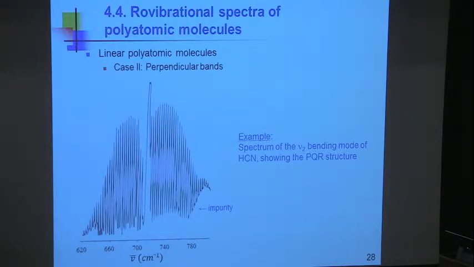Here'd be the example. So this is an example spectrum of the nu 2 bending mode. Remember, that's a perpendicular mode of HCN. So now you see this Q branch. And again, you know that this R branch is slightly bigger than the P, and it has decreasing spacing if you look close enough. Stuff like this is usually due to some sort of impurity in the problem.